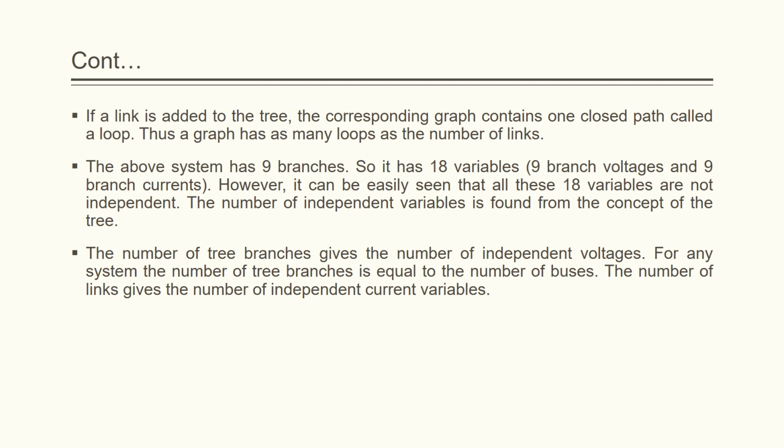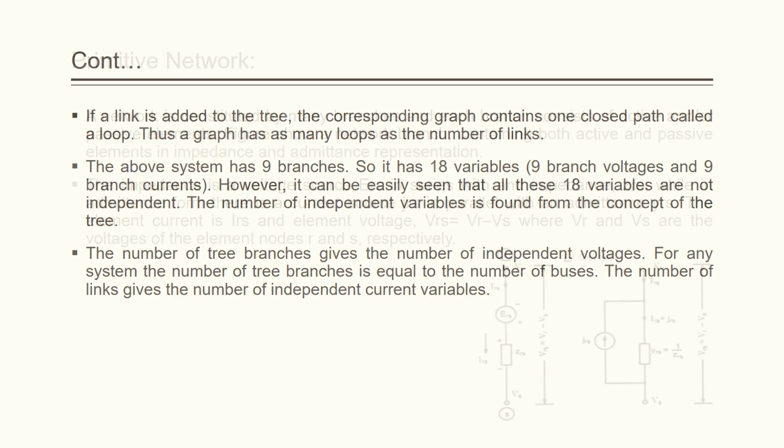If a link is added to the tree, the corresponding graph consists of one closed path called a loop. Thus, the graph has as many loops as the number of links. The above system in the previous slide has 9 branches, so it has 18 variables. However, it can easily be seen that not all 18 variables are independent. The number of independent variables is found from the concept of tree. The number of tree branches gives the number of independent voltages. In any such system, the number of tree branches is equal to the number of buses. The number of links gives the number of independent current variables.